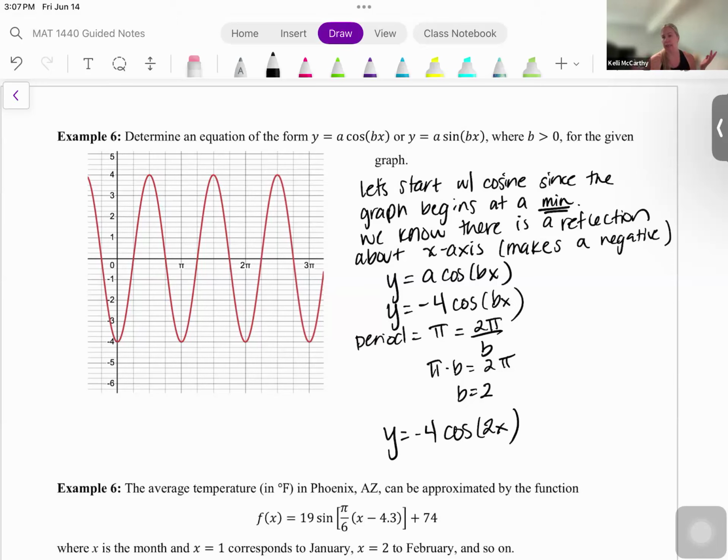Now, I mentioned at the beginning of this example that I didn't love the directions that I've written here, and that's because this function, y equals a sine of bx, is actually going to require a phase shift. We're not going to be able to modify or write the equation for this particular graph using sine without a phase shift.